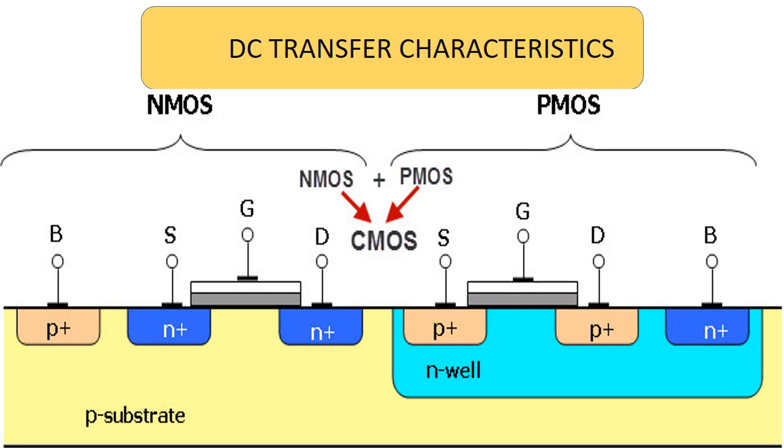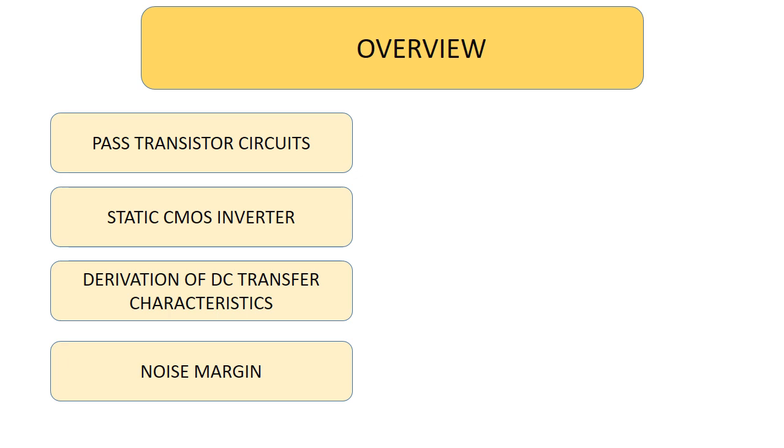Welcome to another session on DC transfer characteristics. In this session, we'll see the pass transistor circuits, the construction of pass transistor, the output voltages, an overview on static CMOS inverter, derivation of DC transfer characteristics, and a quick view on noise margin.